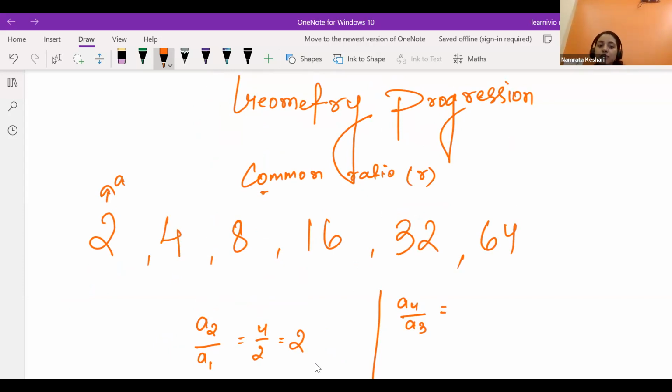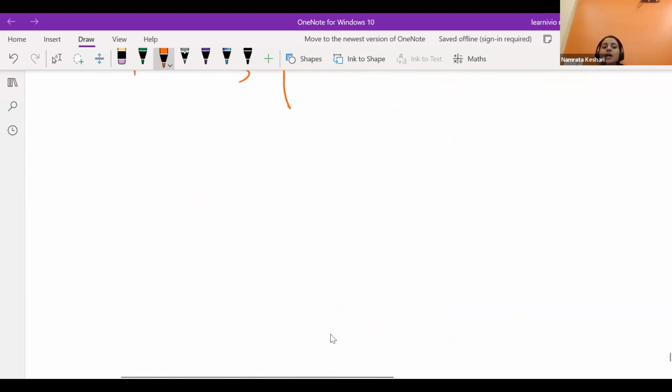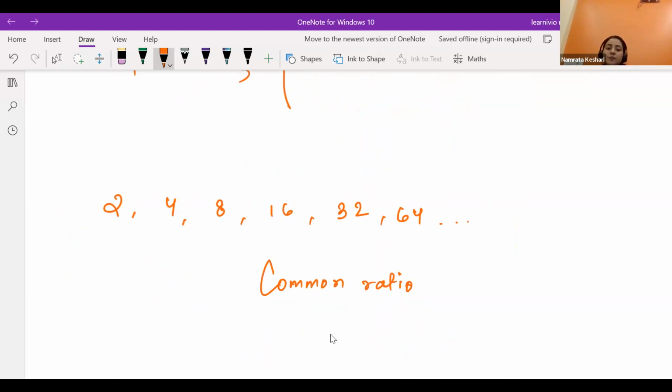Now if I write the first example where I have given this example, 2 is there, then 4, then 8, then 16, then 32, then 64, like that. It was in GP, we have already checked. The common ratio we have found was 2. Common ratio r is 2. First term a is 2.